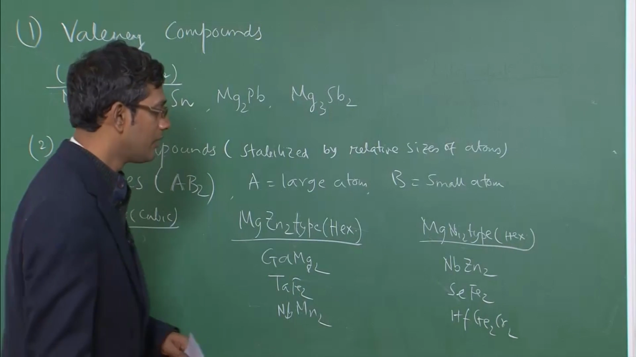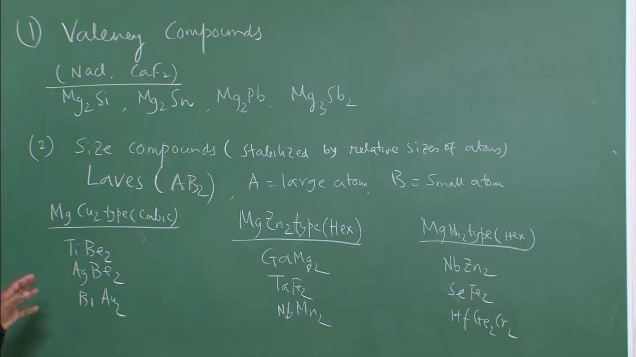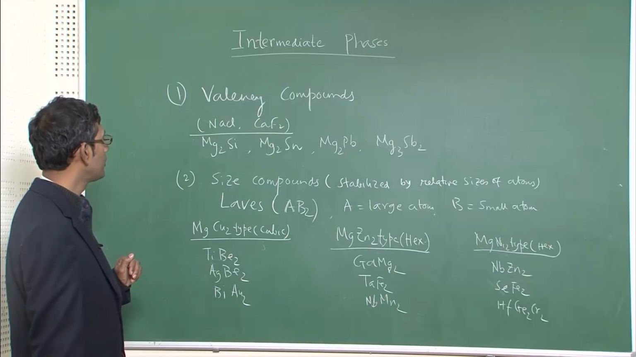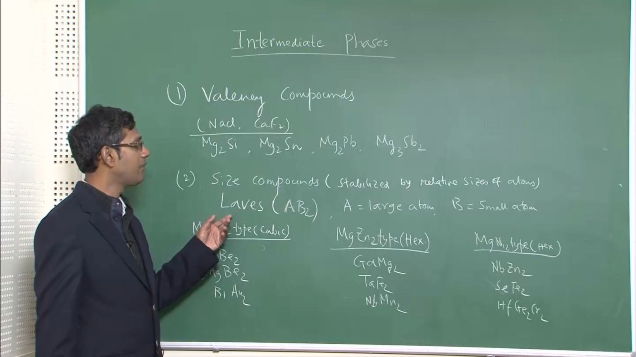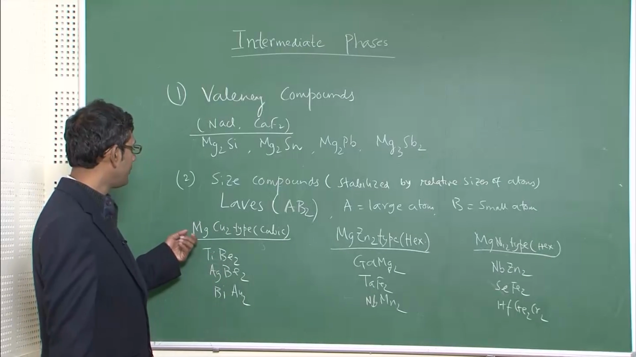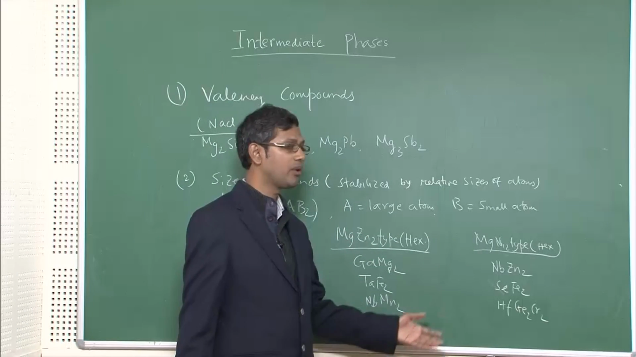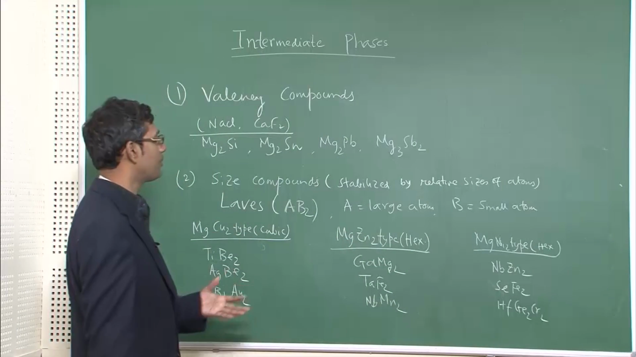So you can clearly see that these are the 3 different types of size factor compounds, which are stabilized by the relative size of the atom. MgCu2 type are cubic, the other 2, MgZn2 and MgNi2, are hexagonal type, and these are the examples.